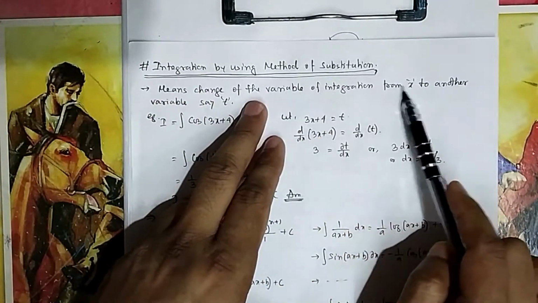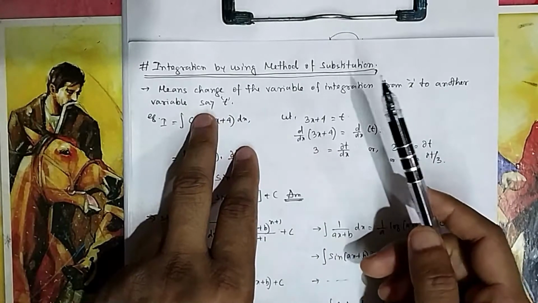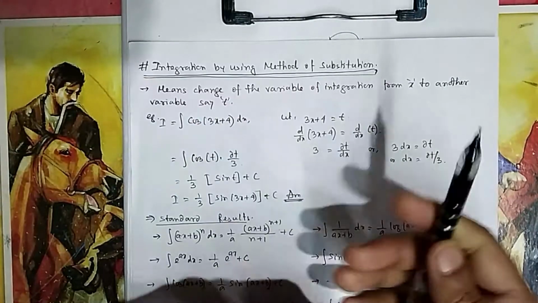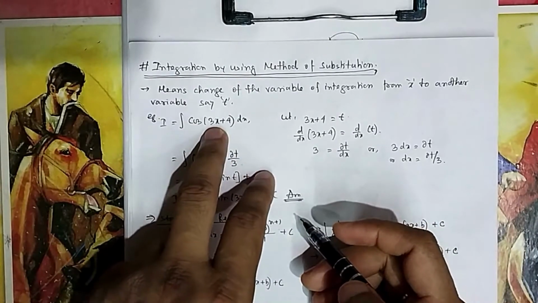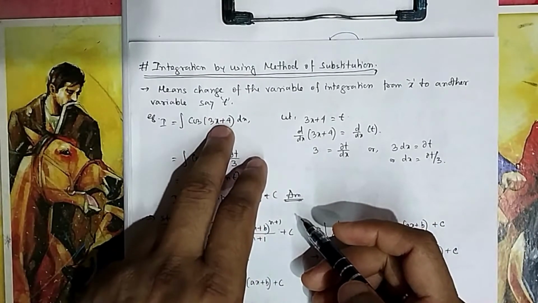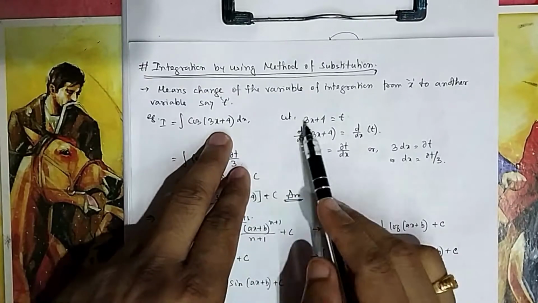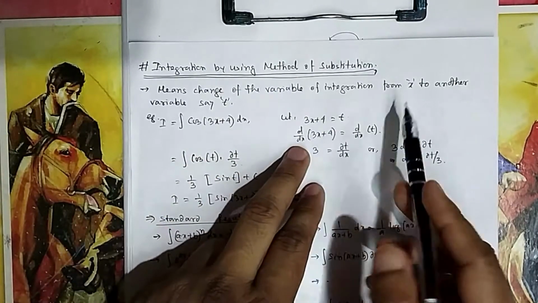Here we change the variable x to another variable t as per our convenience for the integration. Suppose integration of cos(3x+4). Now integration of cos x I know, but I don't know cos(3x+4). So what I do, I take 3x plus 4 as t. A new variable, I am going to a new variable.